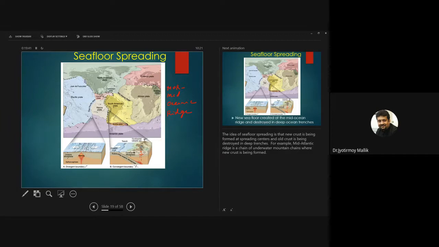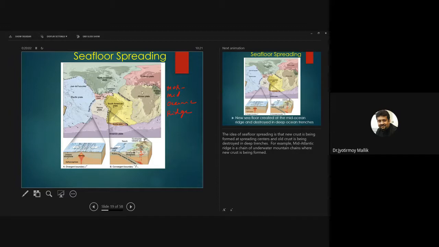And then new stuff comes up, and that moves away. New stuff comes up, and that moves away. Now that cannot continue forever. If it is being created, it must be destroyed. Now this is what we have described, the mid-oceanic ridge. Now, where is it being destroyed?